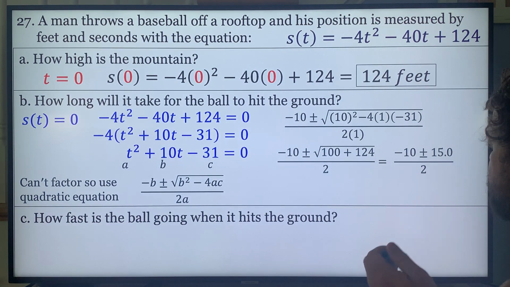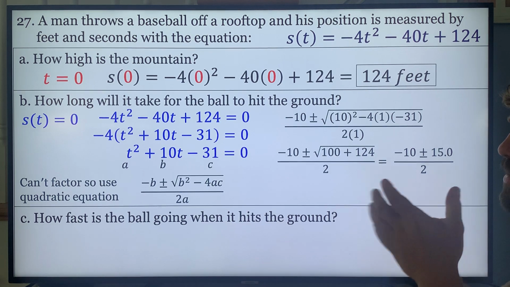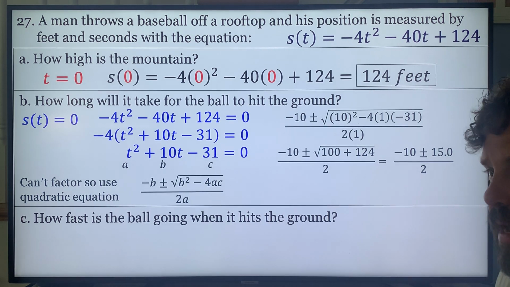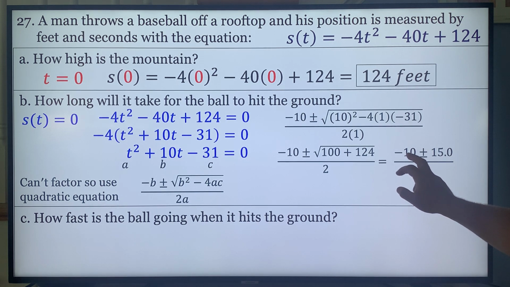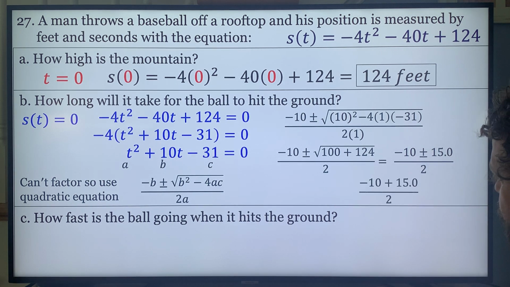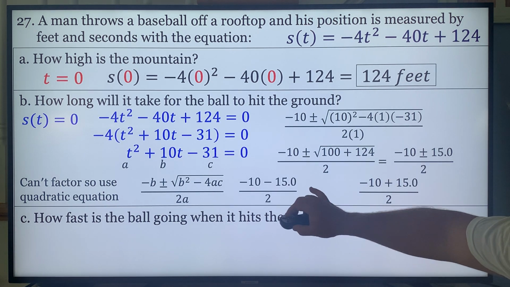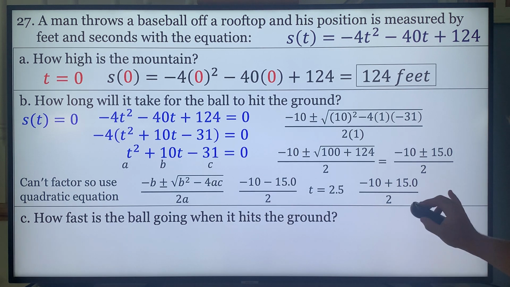Divided by 2. It's not exactly 15, that'd be 225. So it's like 14.99, something like that, 98. So I just rounded up. Anyway, negative 10 plus 15 divided by 2. And you have negative 10 minus 15 divided by 2. All right, that's what this means. So our two answers are going to be 2.5 and negative 12.5.